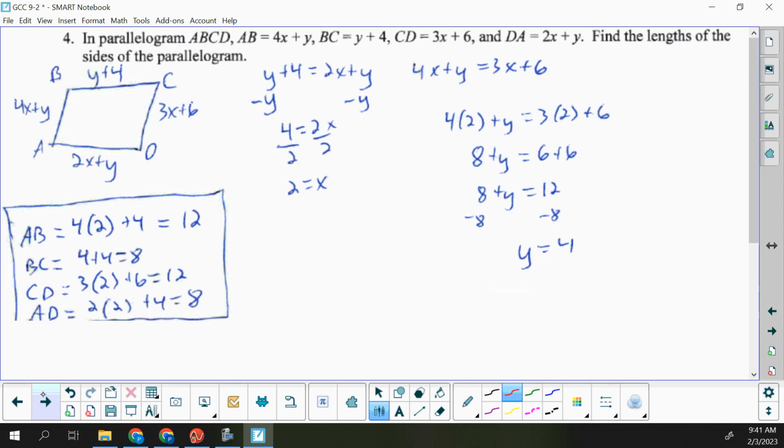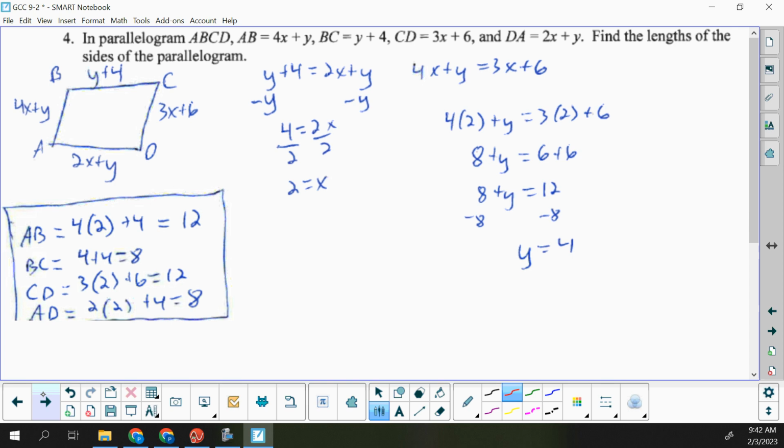Going over to the next one, we had to draw the picture again. Start A where you want, circle around to label the other letters. Label all 4 of your expressions. Notice we have opposite sides. We want to work with the fact that opposite sides are congruent. So there's 2 equations we can set up. The y plus 4 equals 2x plus y. The 4x plus y equals 3x plus 6.